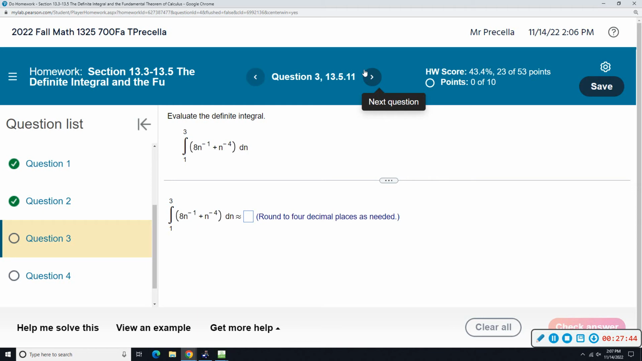Let me write it down. Number 3, we want the definite integral from 1 to 3 of 8n to the negative 1 plus n to the negative 4 dn. Okay, let me make sure I have it copied down correctly. 8n to the negative 1. Okay, yes.